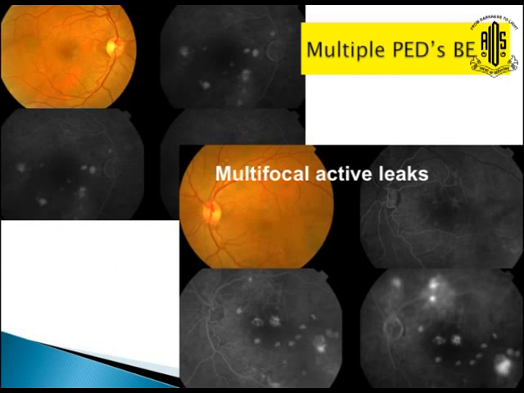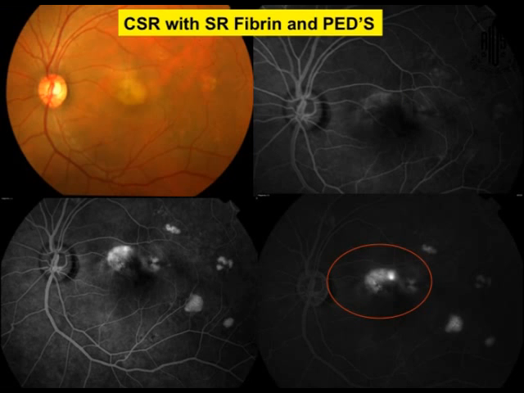Another atypical feature is bilateral multiple PEDs, and the left eye shows multiple actively leaking PEDs. So this is also an atypical presentation wherein you cannot resort to a focal conventional treatment modality. Another atypical form of CSCR is when you see a subretinal grayish white lesion with minimal fluid under the macula, which should not be mistaken for a CNVM.